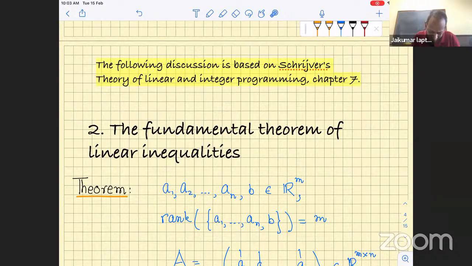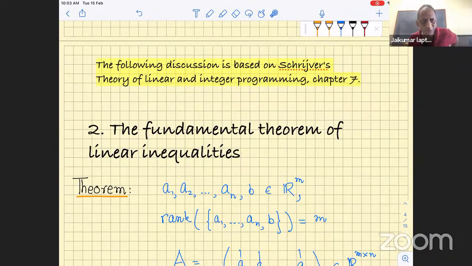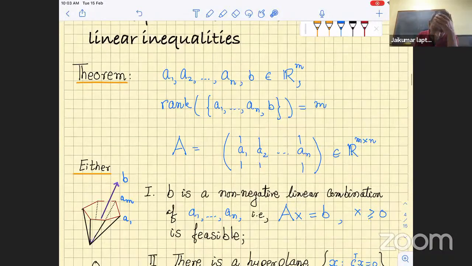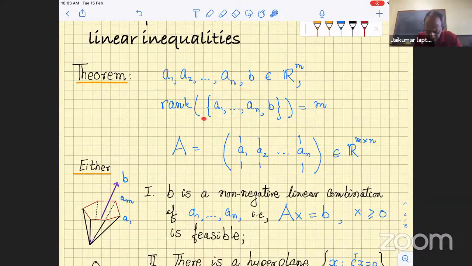In the next 1 hour, I want to tell you about what Schrijver calls the fundamental theorem of linear inequalities. It is very similar to some version of Farkas lemma. So let me just say what the theorem says. Suppose you have been given some vectors a1 to an and an additional vector b. So we have these n plus 1 vectors in an m-dimensional space. And let's assume that these vectors together span the whole space.